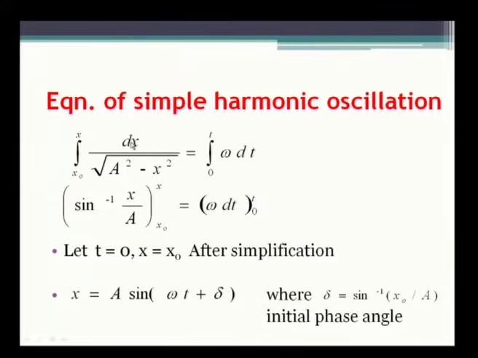When we integrate the integrand, we get sine inverse of x by a, and when we apply the limits, and here also omega dt, we finally end up getting x is equal to a sine omega t plus delta. So, we have used the tool called integration or calculus to arrive at the equation for simple harmonic motion. We have just run through the derivation part, because it is just the integration or calculus part.